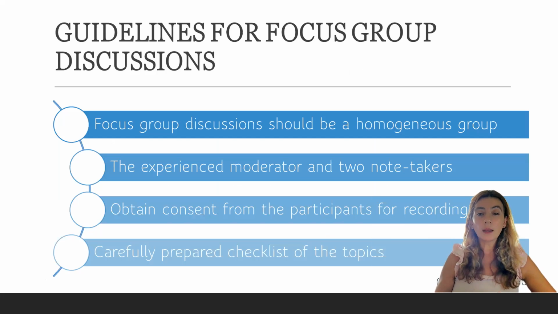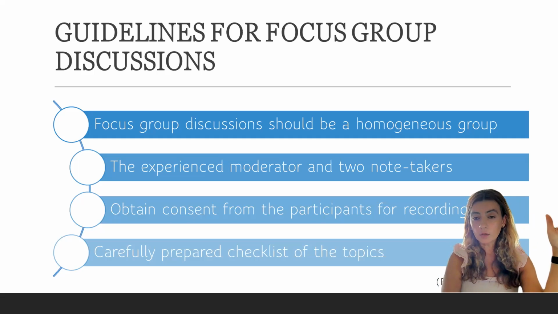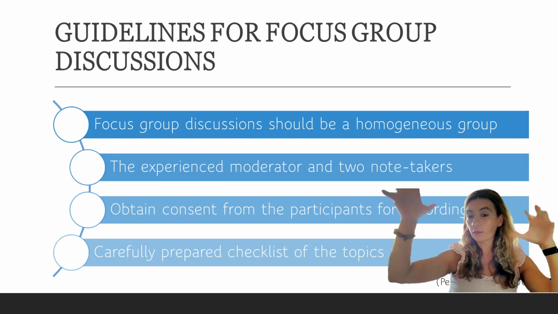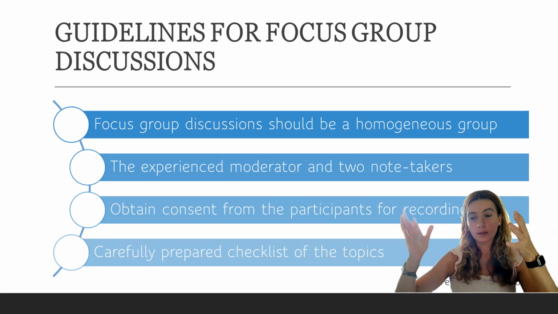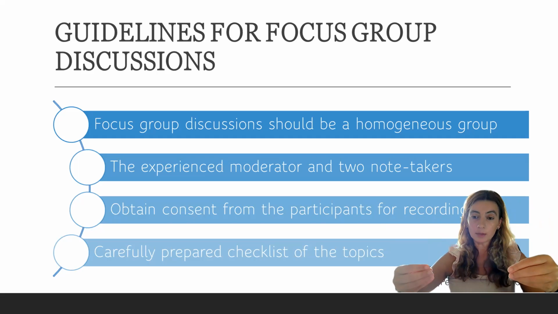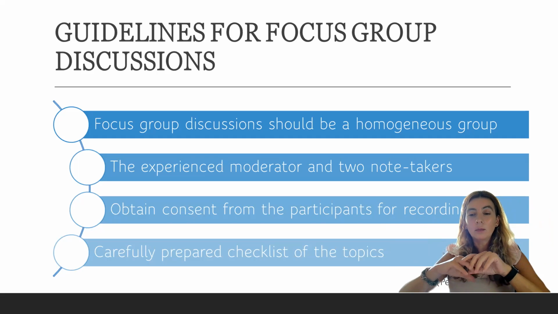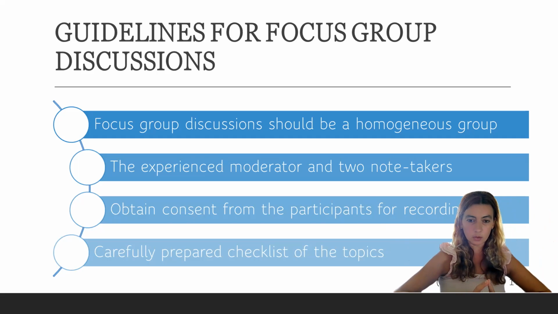Now, in discussing the guidelines for the focus group discussions, focus groups should be a homogeneous group. In other words, we cannot have in a focus group people from all over the place. We have to decide what kind of group of people we are discussing with. Why? Because we want to engage these people in common discussions pertaining to the purpose of the study. Okay, so be mindful of that. Don't bring people from all over the place, but rather create this homogeneous group for focus group discussions.